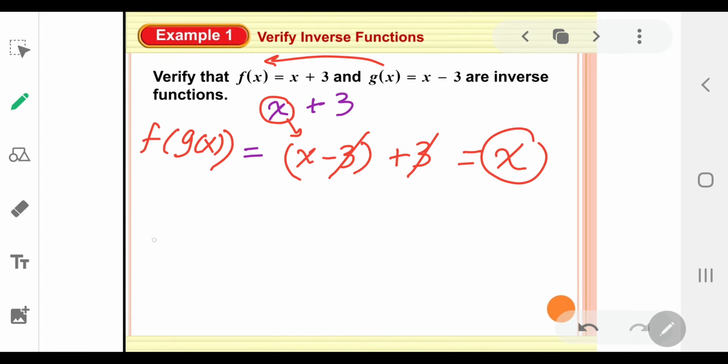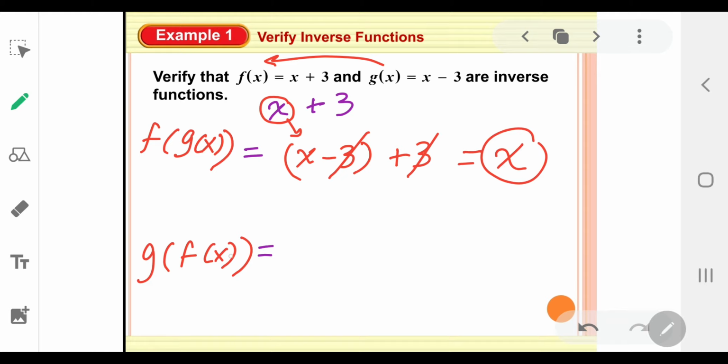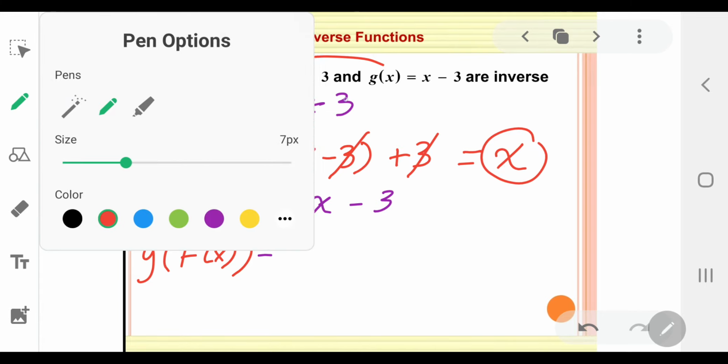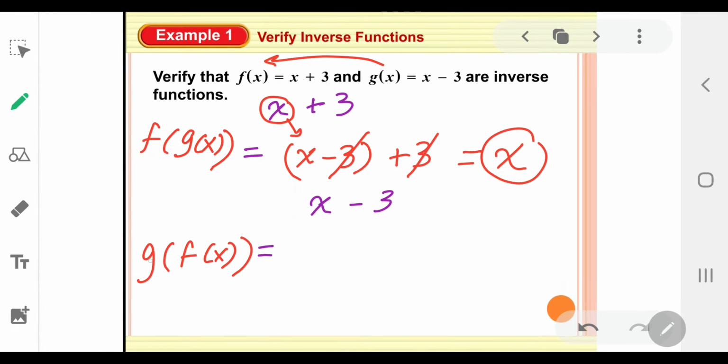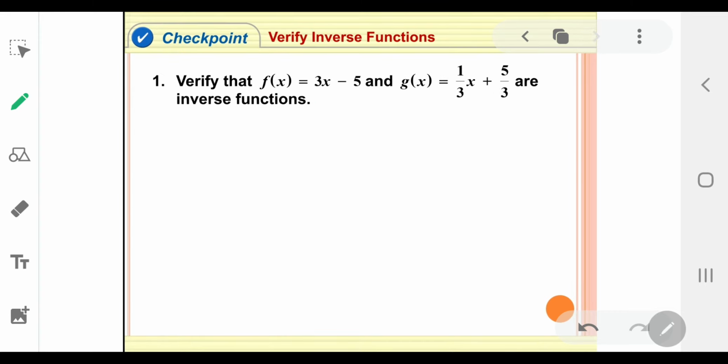Let's see if we plug f into g, g of f of x. When you plug f into g, again, I will write g here, it's x minus 3. And again, remember, when you find the composition of g with f, this x will be replaced by f of x. f of x is x plus 3. Again, the 3 and the negative 3 will be cancelled, and you're left with x. Now it's your turn. Answer the checkpoint and pause the video for 30 seconds.